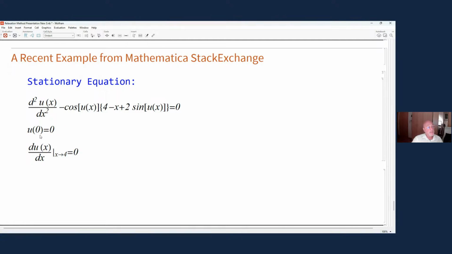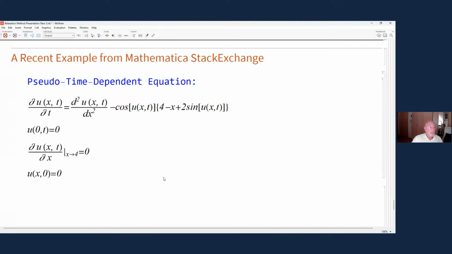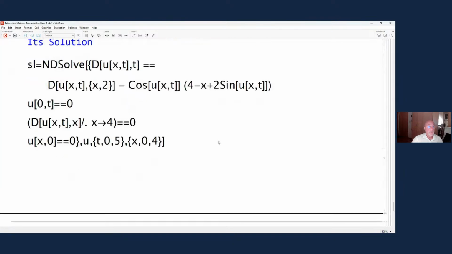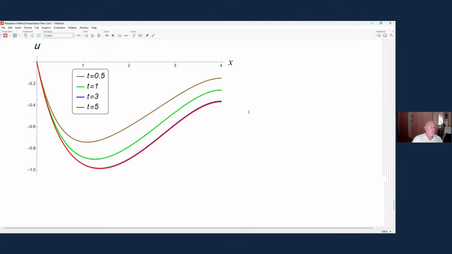The boundary condition at one end is 0, and on the other end, at x equal to 4, the derivative is 0. We can go to the time-dependent equation according to the general rule, and we can solve it. Again, it is a standard solution.